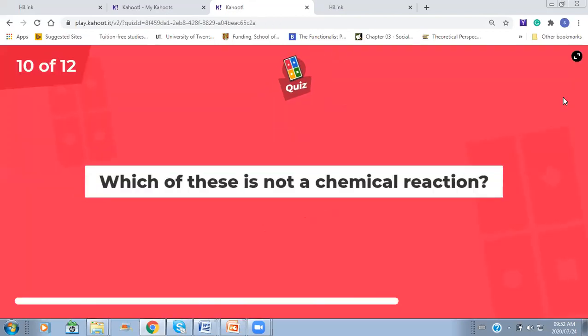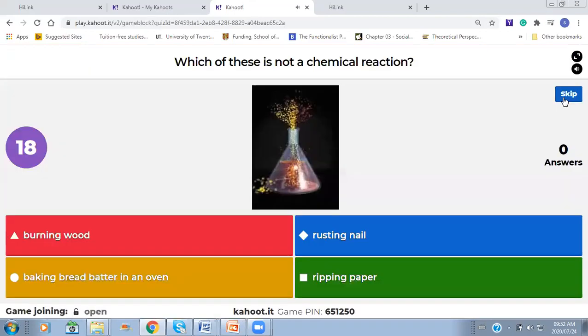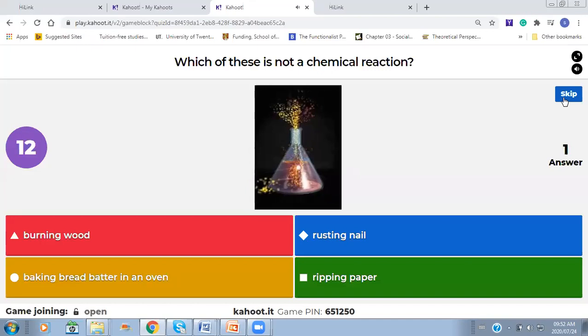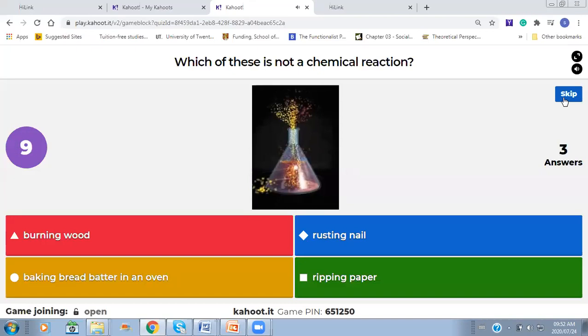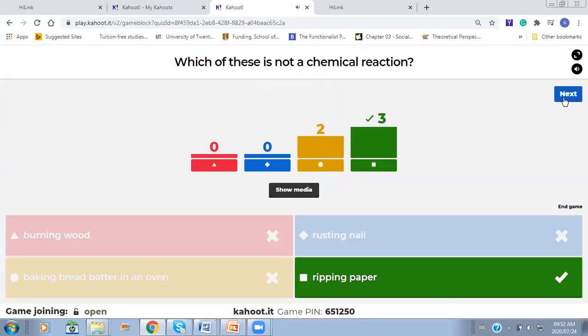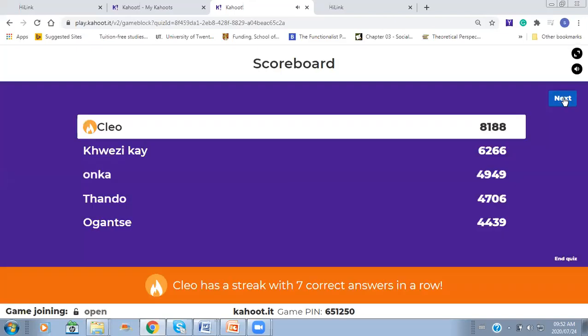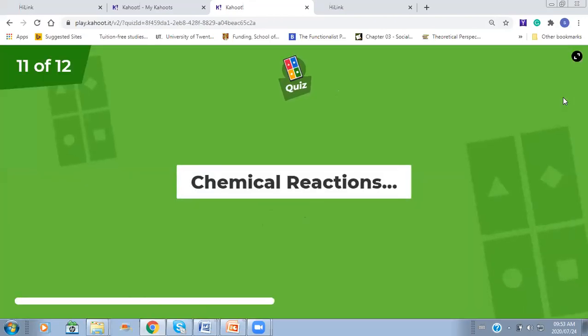Which of these is not a chemical reaction? Burning wood, rusting nails, baking bread, butter in an oven, and ripping a paper. All right, question ten. That's perfect. Three people got this one right. Okay, so let's go on. The scoreboard is showing you Cleo has now seven correct answers in a row. Well done. Let's go to question 11, chemical reactions.